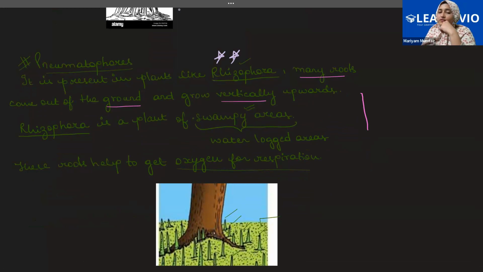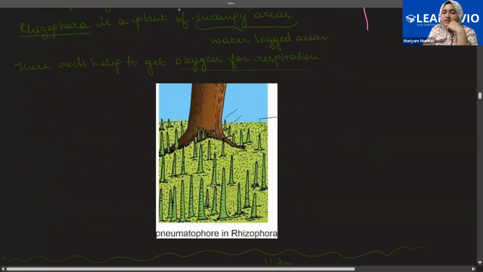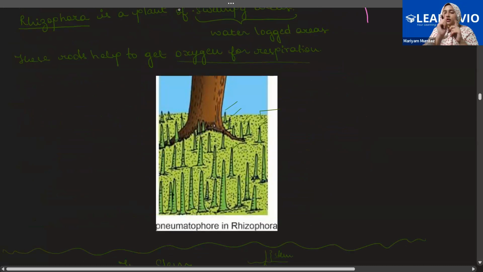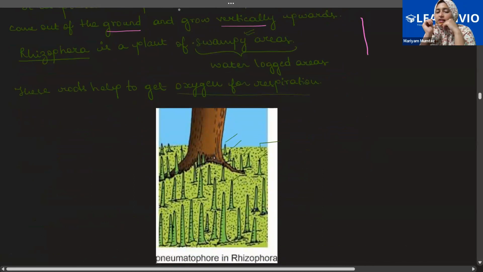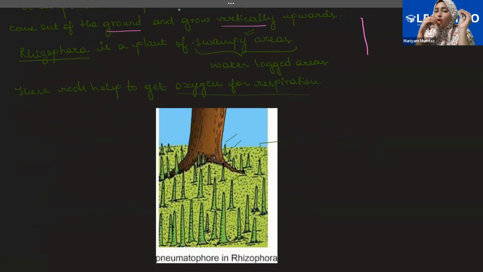Many roots come out of the ground and grow vertically upwards, right? See here, this is a picture. They're growing vertically upwards. All of the roots are coming out like that. Now, why? Because Rhizophora, this particular plant, is present in waterlogged areas, meaning swampy areas. If the roots were underneath the surface of the soil, they would not be able to get oxygen, right? Waterlogging means no oxygen. So that is why these roots come out of the ground, because they know that this waterlogged situation is never going to go away, right?